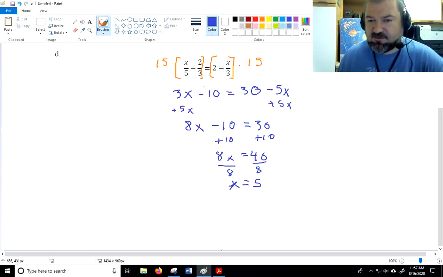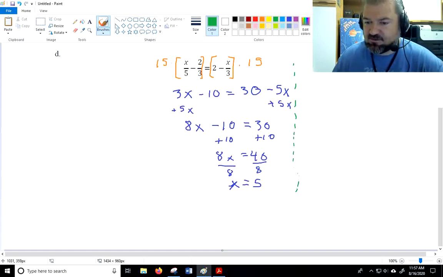All right. Now, because we have fractions in the original problem, it's possible that this is quite a bear to check, but I don't think it's going to be too bad because I think we're not going to have too many fractions here. Well, let's just double check. All right, so if I put 5 over 5, well, that's not too bad. Minus 2/3 is equal to 2 minus 5/3.